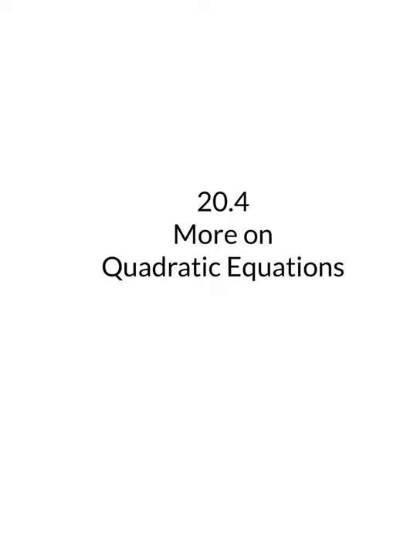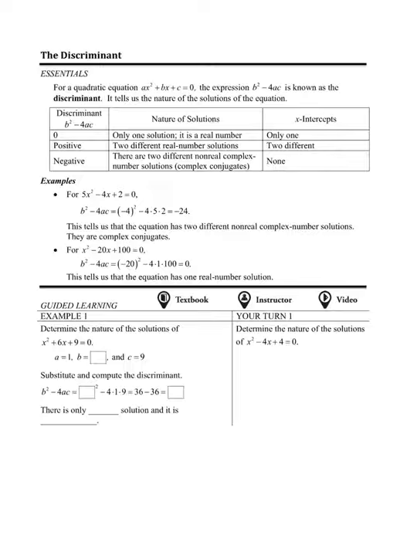20.4 more on quadratic equations. The discriminant. For a quadratic equation in the form of ax squared plus bx plus c equals 0, the expression b squared minus 4ac is known as the discriminant. It tells us the nature of the solutions of the equation.